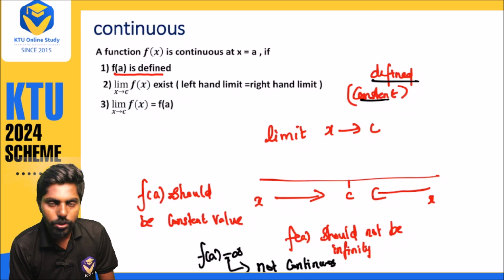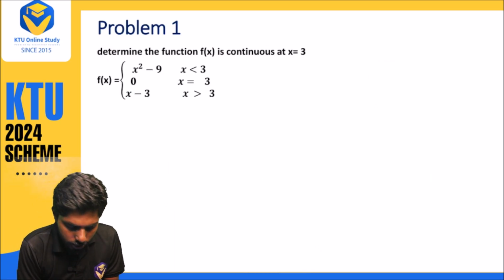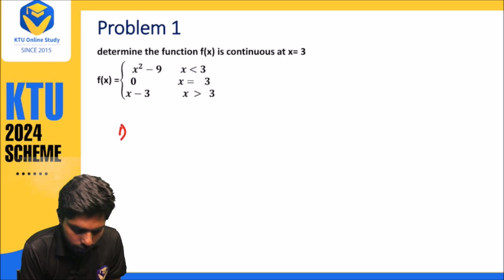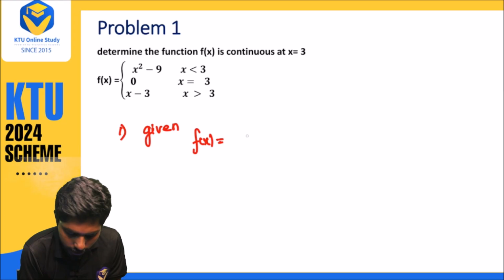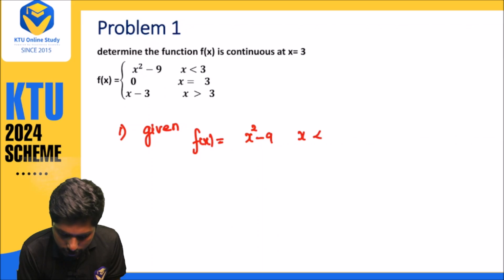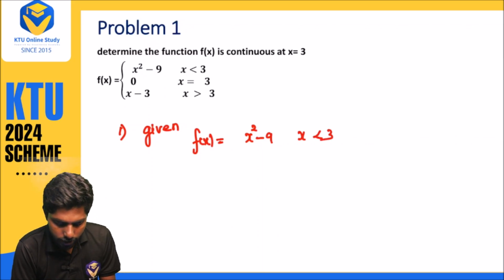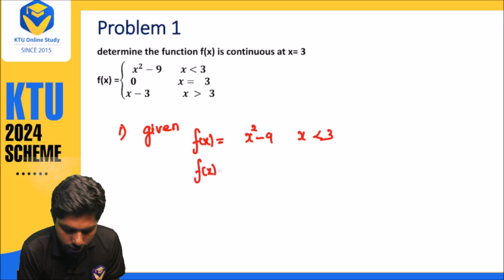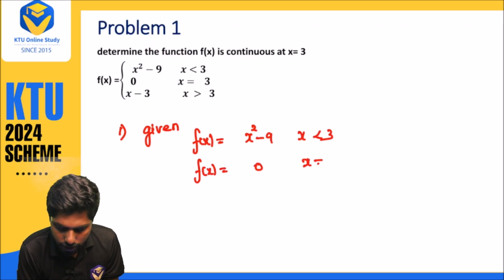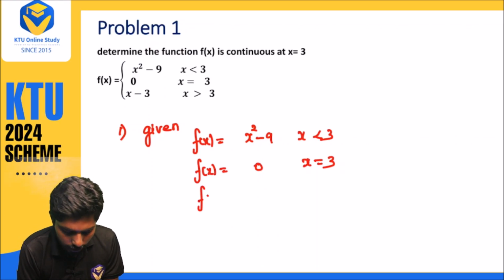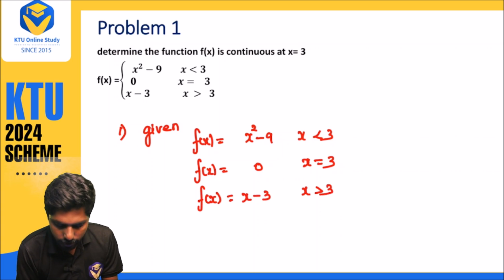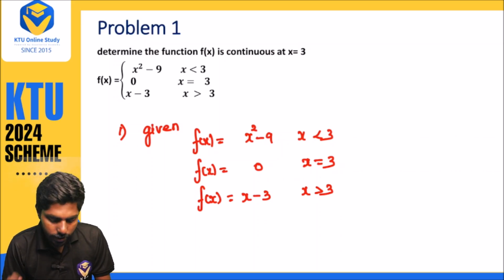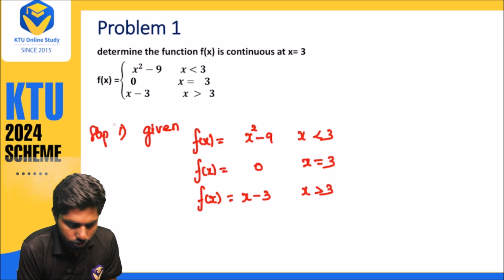Okay, we will go to problem number 1. What have they given in problem number 1? First, write the given: f of x is equal to x square minus 9 when x is less than 3. This is the first condition. Then f of x is equal to 0 when x is equal to 3. And third, f of x is equal to x minus 3 when x is greater than 3. These are the three conditions they have given. So this is step 1, and we have written step 1.